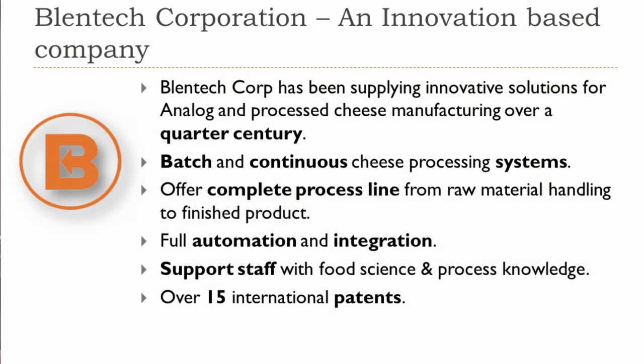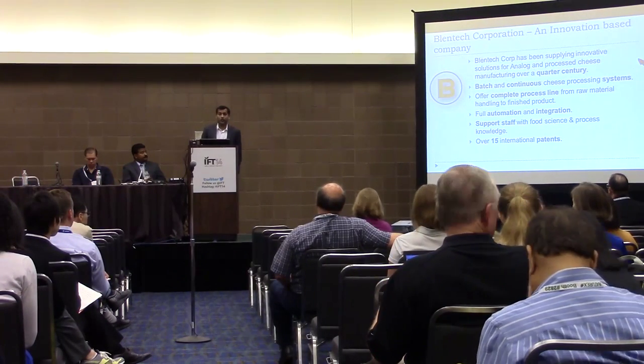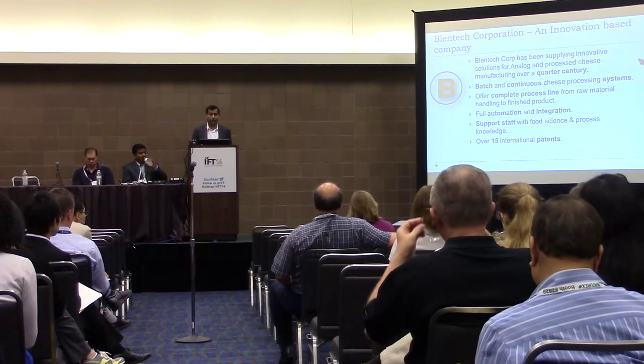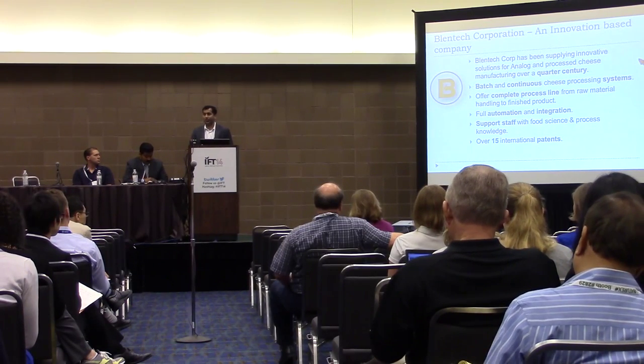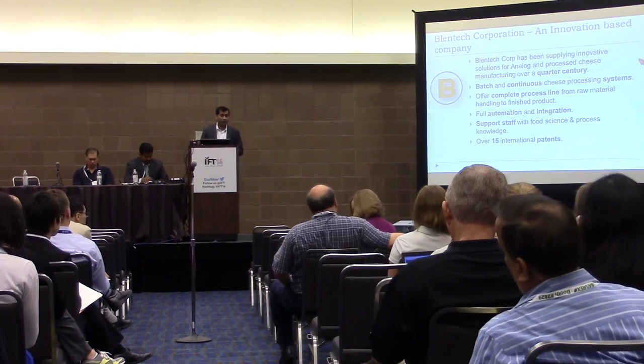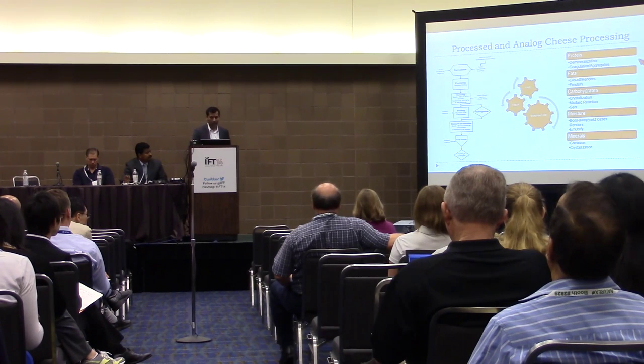I work for Blentech Corporation. We are an innovation-based company, and we have been around for about a quarter century and a little more. We provide batch as well as continuous processing solutions for raw material handling as well as for finishing the product, making cookers as well. Full automation and integration is one of the things we always aim towards, because material handling as well as these kinds of solutions require more automated control if you want to keep track of how things are changing. We have a support staff with food scientists and process engineers on board, and over 15 international patents.